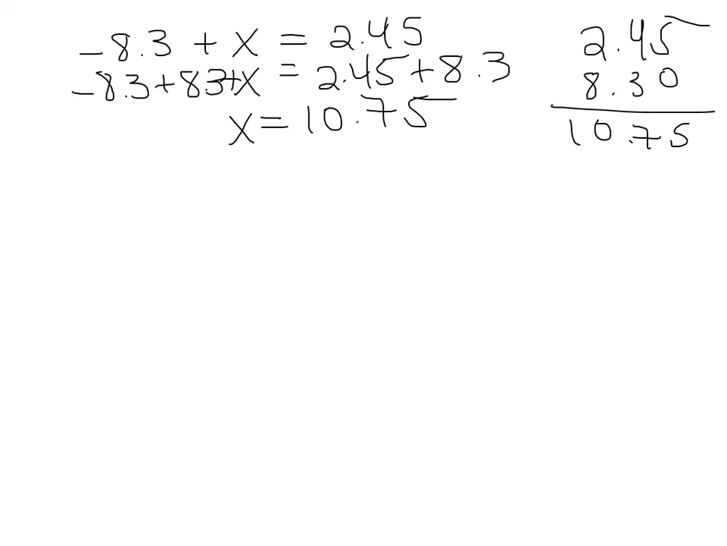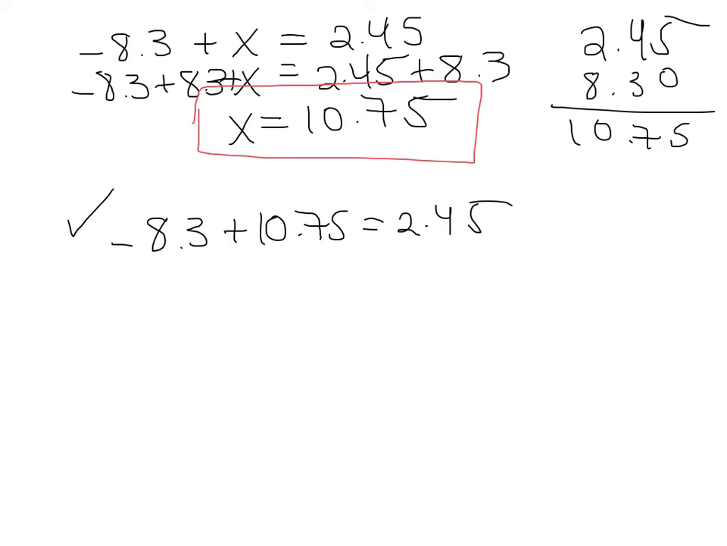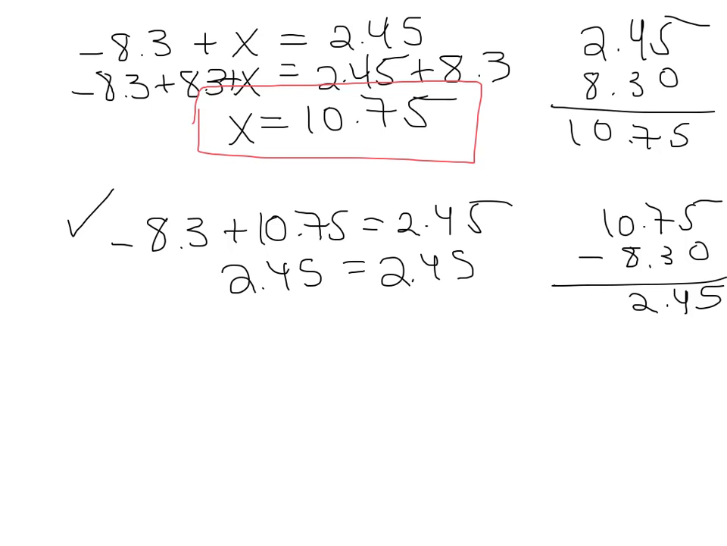And I always want to check, and again, you check by substituting your answer back into the original equation. We need to simplify the left side of this equation. I'm adding two numbers that have different signs, so I know mathematically I will have to subtract them. The 10.75 is bigger, so I know I would have to put that on top in order to do the subtraction. In the end, I'm left with something that is just true, so I know it checks.